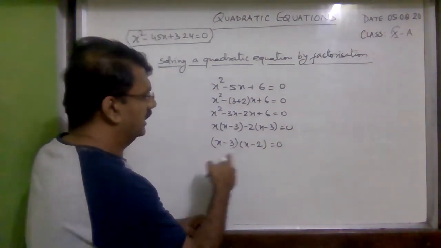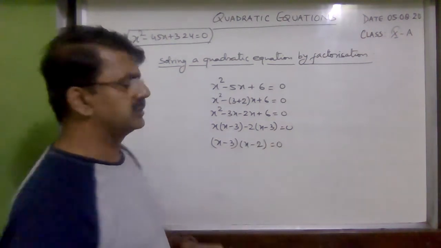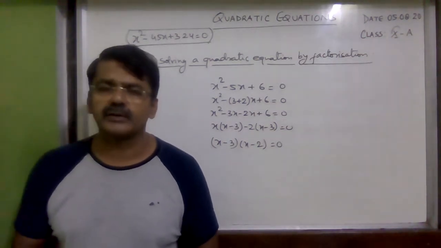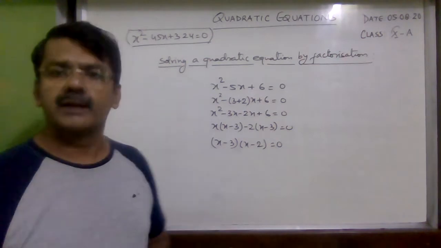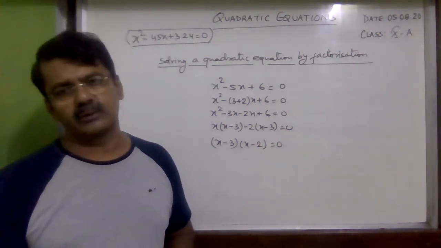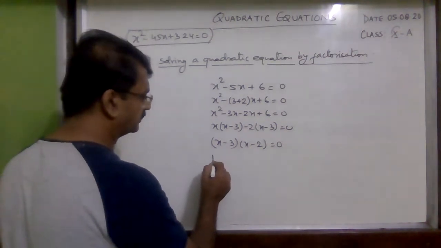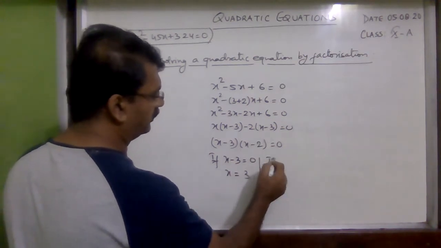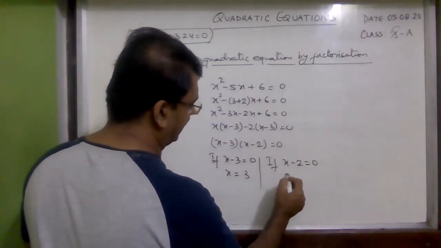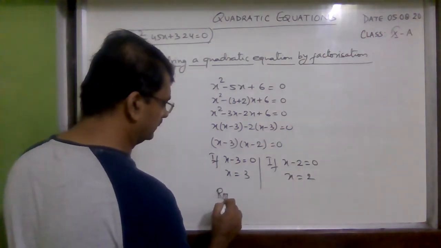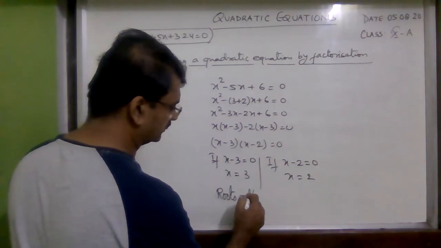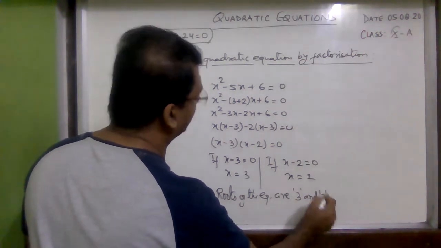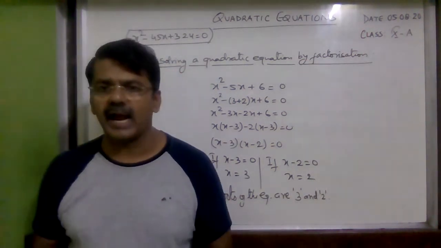Now if the product of two numbers is equal to 0, then either the first one is equal to 0 or the second one is equal to 0, because you know the product of two non-zero numbers can never be equal to 0. So if the product of two expressions is equal to 0, one has to be 0. So if x minus 3 is equal to 0, then x is equal to 3. If x minus 2 is equal to 0, then x is equal to 2. Roots of the equation are 3 and 2. Okay, so roots of this equation are 3 and 2.